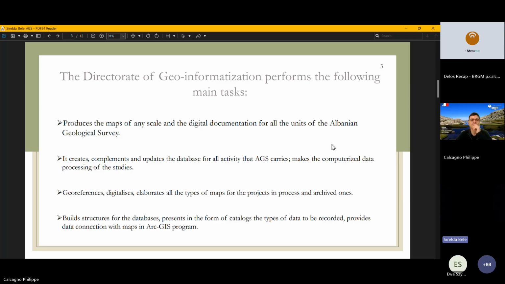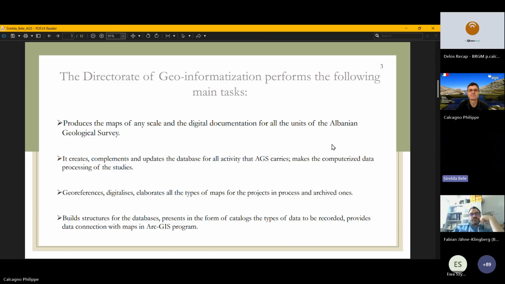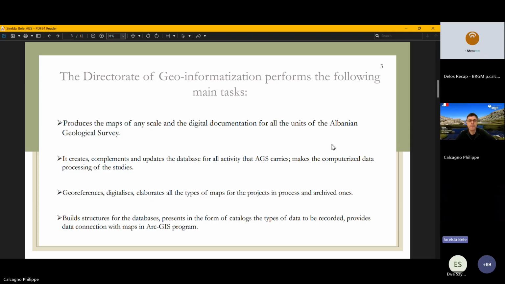The Directorate of Geoinformatization is responsible for producing geological maps of different scales and managing digital documentation at the Albanian Geological Survey. The department creates, updates, and manages a geological database, and processes geological data digitally, georeferencing and digitizing maps. It also develops GIS applications and supports projects by linking spatial data with geological information. It is the main department here in the Albanian Geological Survey.